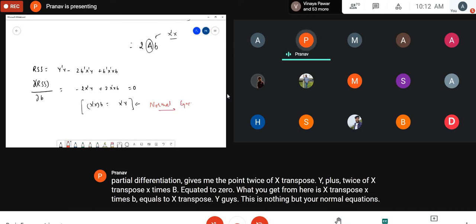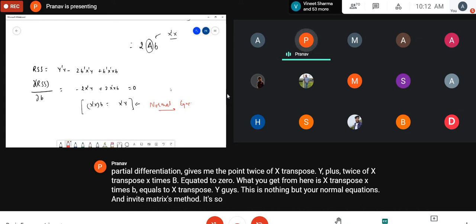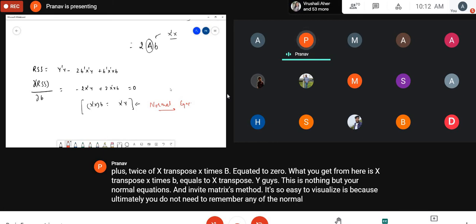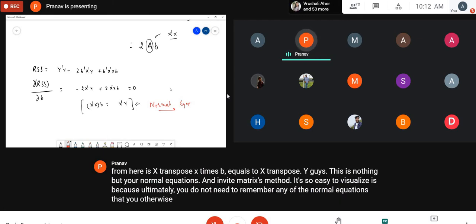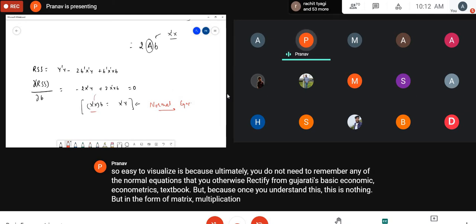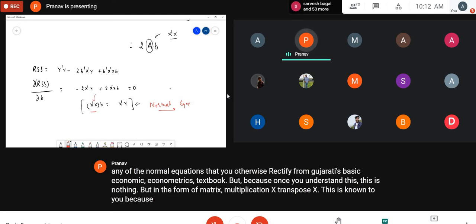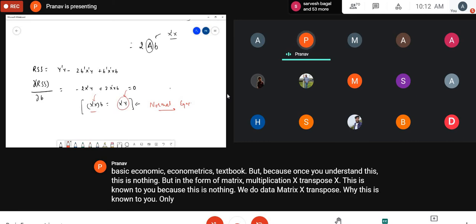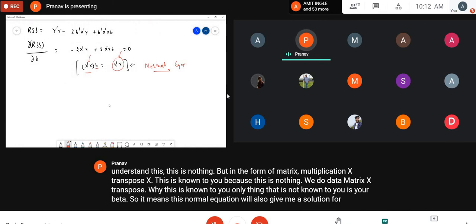And now why the matrix method is so easy to visualize is because ultimately you do not need to remember any of the normal equations that you otherwise get from Gujarati's basic econometrics textbook. Once you understand this, it is nothing but matrix multiplication. X transpose X is known to you, because this is nothing but a data matrix. X transpose Y is known to you. The only thing not known to you is your B term. So this normal equation will also give me a solution for this coefficient vector B.